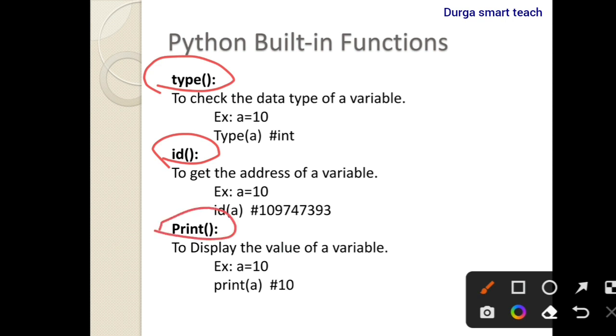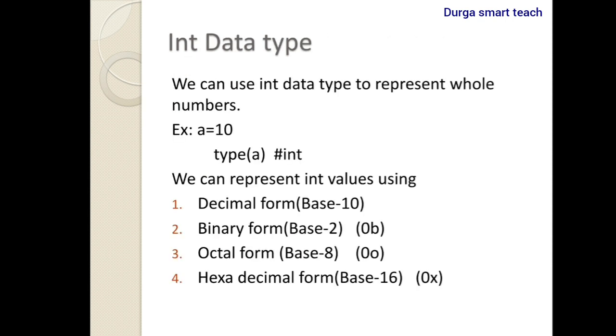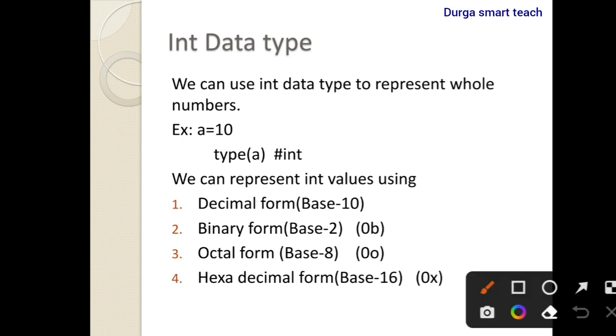Okay, let's see the data types one by one. The first one is the int data type. We all know the integer data type. The integer data type is used to represent whole numbers, either positive or negative. Here the example is a = 10. If you want to know the type of a, then type(a). It will return int.